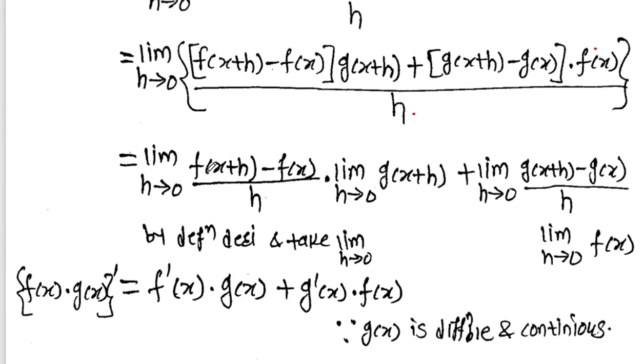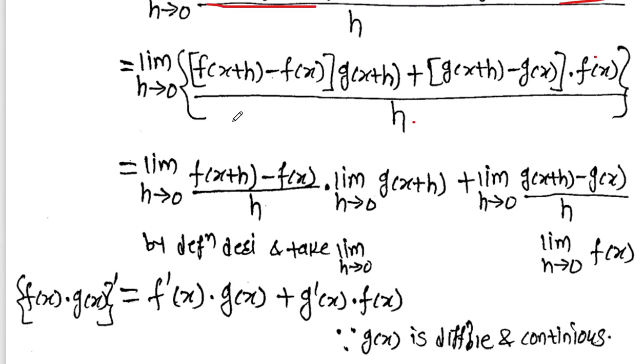So separate the limit, take the limit of each term. So f of x plus h minus f of x divided by h, into limit h tends to 0 of g of x plus h, then plus limit h tends to 0 of g of x plus h minus g of x divided by h, into limit h tends to 0 of f of x. Right, we applied the limit to each term.